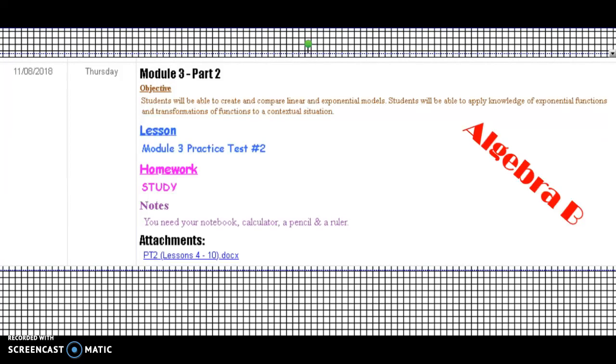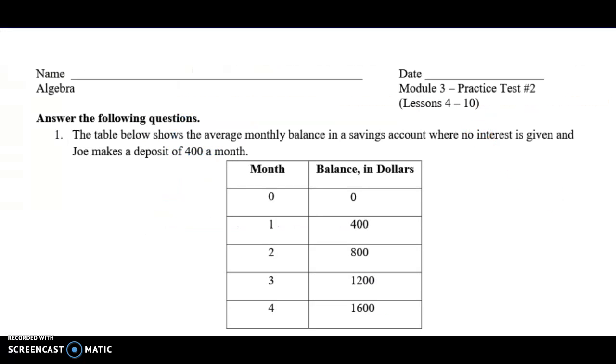So we are going over the practice test, second one from Module 3. Most of these are actually review. There will not be as many on the actual test, but all the multiple choice questions are from the Regents exams. So you can actually have an idea of what it's like seeing questions from the Regents and how you can approach the multiple choice portion on the Regents.